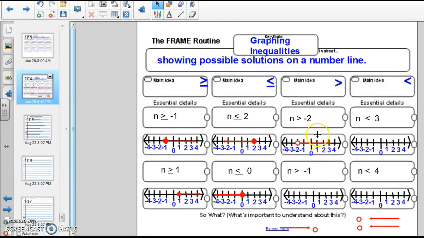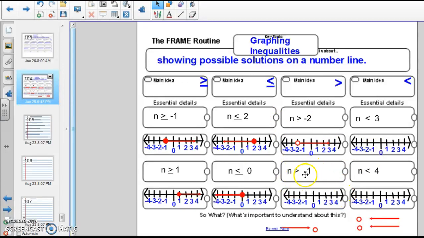Now, probably what you're wondering is, well, why did I put a circle at -2 if this says numbers greater than -2? Well, keep in mind that a number greater than -2 would be -1 3/4, or -1.5. So whatever number is shown in the inequality, that is where you're going to put your circle. You leave it open if you do not see that "or equal to" sign. And we'll talk more in class on why that is true. Let's move on to our next example.